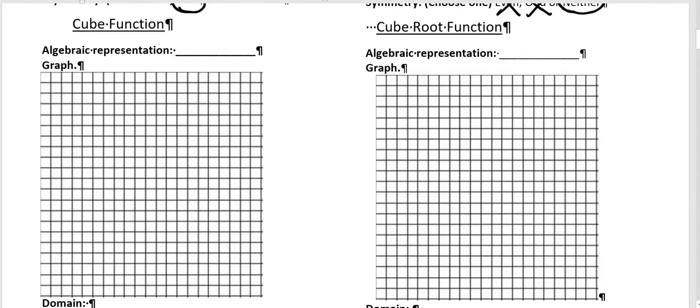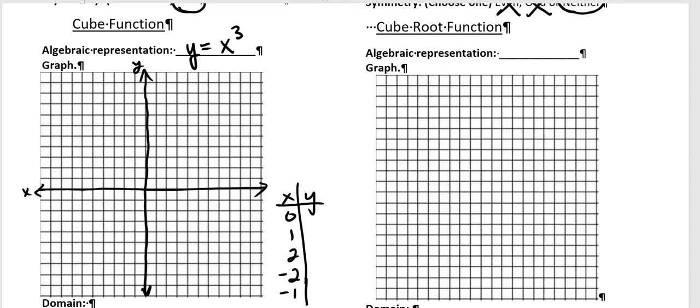Our cube function, that's going to be y is equal to x cubed. Let's graph this one. So I made a table, and I added the x and y coordinate system, the axes. So if x is 0, 0 cubed is 0. If x is 1, 1 cubed is 1. If x is 2, 2 cubed is 2 times 2 times 2. That's 8. If x is -2, -2 times -2 times -2 would give me -8. And if x is -1, then our output would be -1 times -1 times -1, which would be -1.